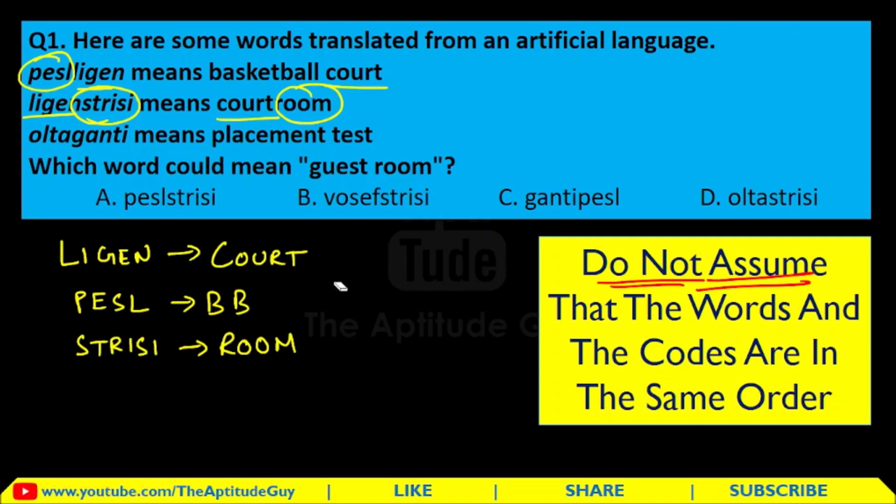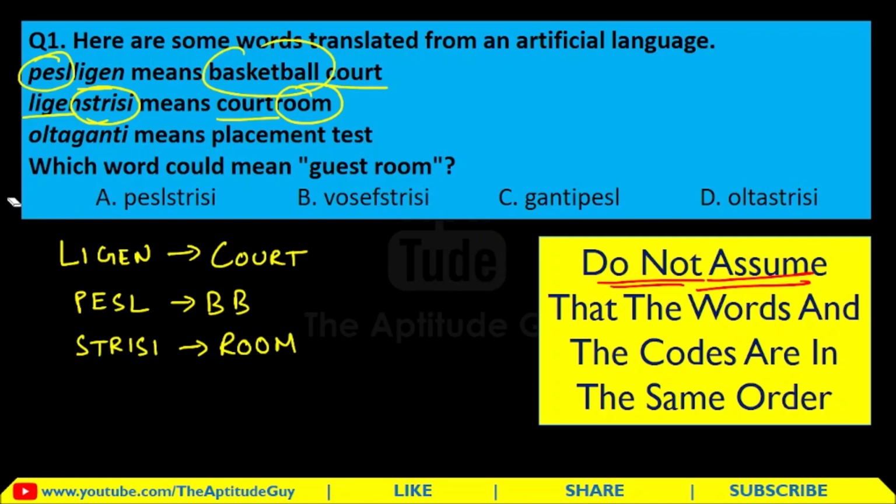Some of you might be wondering, dude, this and this are in the same order, this and this are in the same order, so everything is in the same order over here. What's the big deal? Why shouldn't we assume? That is because you got lucky over here. There is no guarantee that this means this and this means this. We have absolutely no idea. Just because these words turned out to be in the same order does not guarantee that this also will. You will have plenty of questions where nothing will be in the same order. So please don't ever assume that they will be in the same order. They may be, but you're not supposed to assume it.